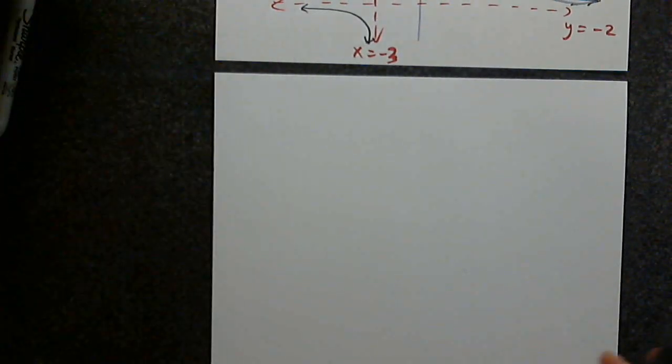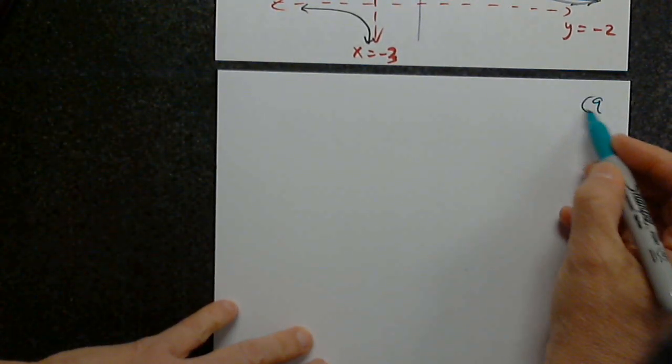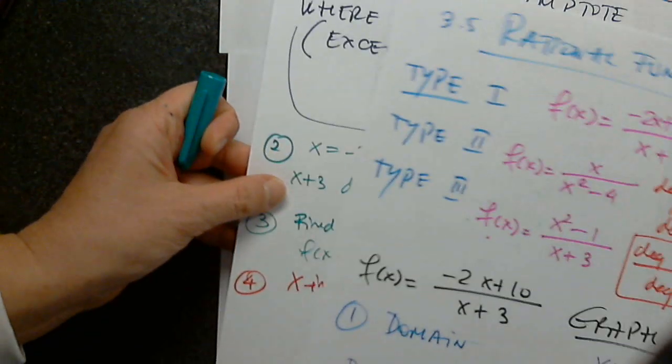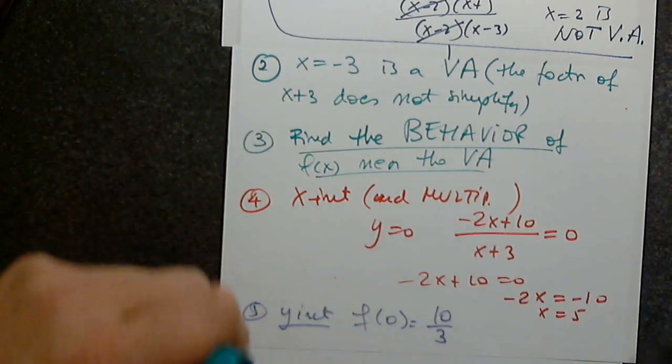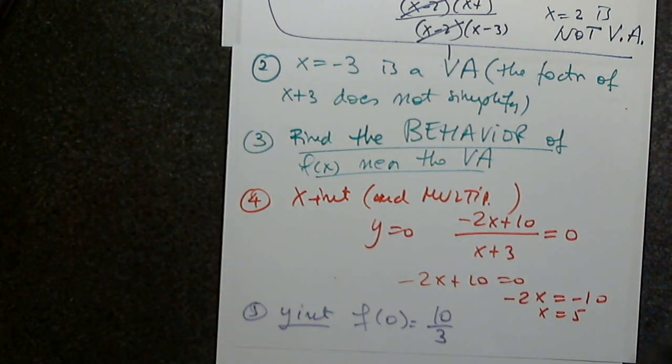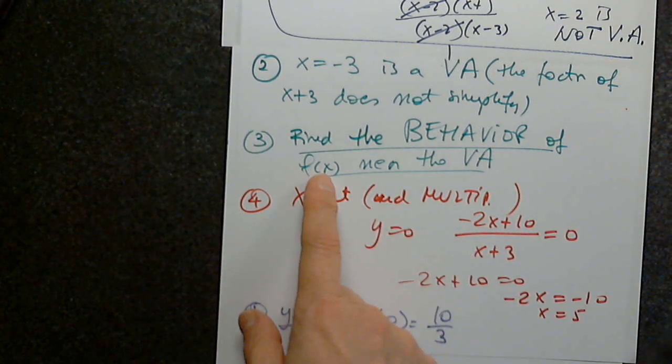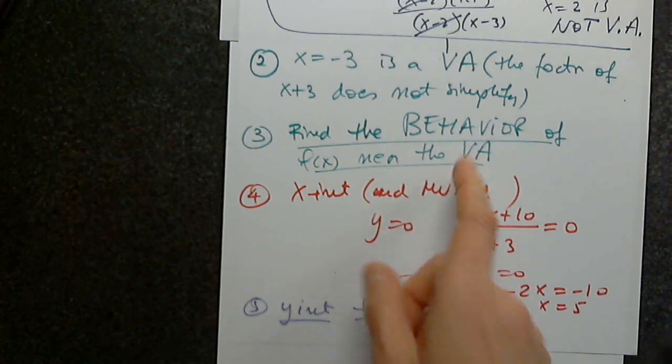Yes, Rachel? Can I see step number 3 of it? Yes, of course. Find the behavior. So remember, when we talk about end behavior, we mean this, or this, or this. But now when we talk about behavior near the asymptote, we mean this, or this, or this, or this. So find the behavior of f of x near the vertical asymptote.